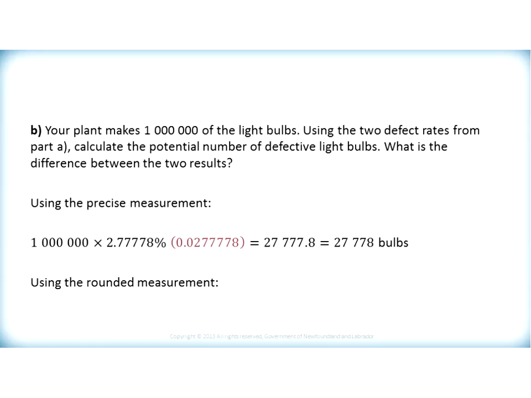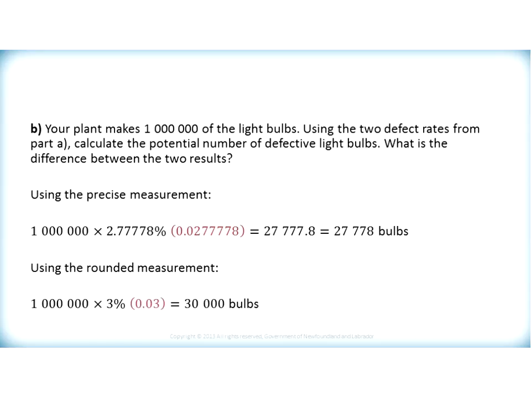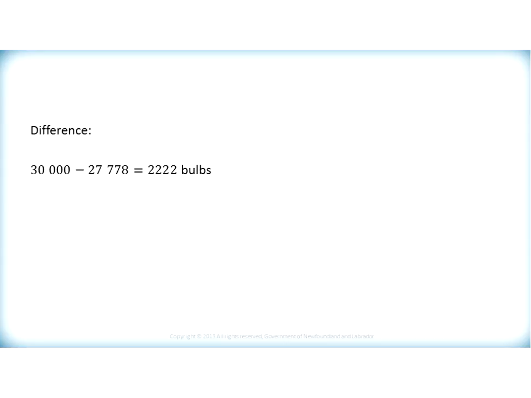Using the rounded measurement, we take 1 million, multiply it by 3%, which I've again turned into a decimal, 0.03. So 1 million times 0.03 is 30,000 bulbs. The difference between the two is 30,000 for the rounded rate and 27,778 for the precise measurement, which is 2,222 bulbs.